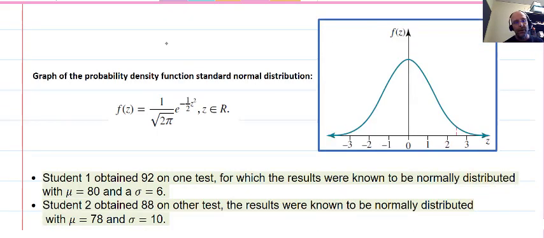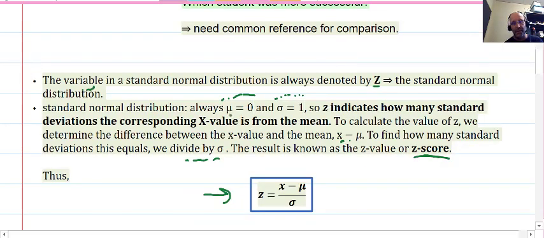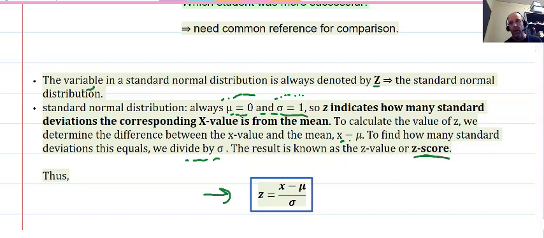So the graph of the probability density function for the standard normal distribution, and you might remember from the previous video that was the formula for it, is like this. It's a standard graph, and along the horizontal axis we have standard deviations as the increment. You can see that its mean is at 0, and as we said, the standard deviation equals 1.